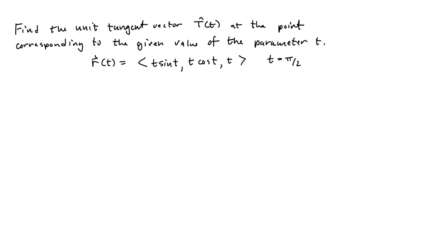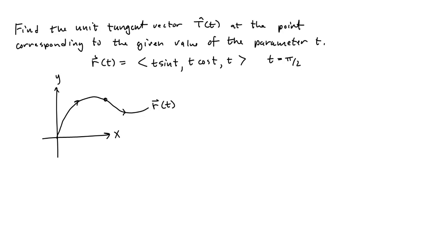Well, let's recall what a tangent vector is. A tangent vector is a vector that is tangent to a curve at a point in space. For example, let's say we have a parameterized curve of some vector function, and let's say this is the vector function r of t. And we want to find the unit tangent vector at this point.